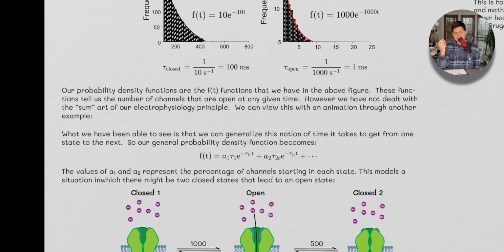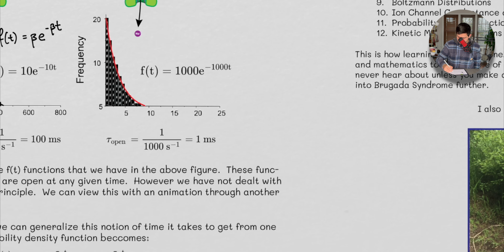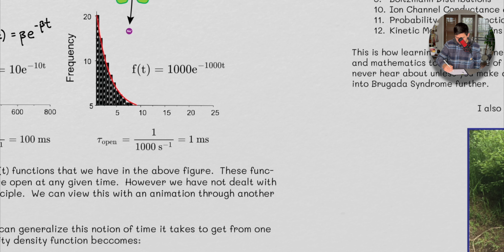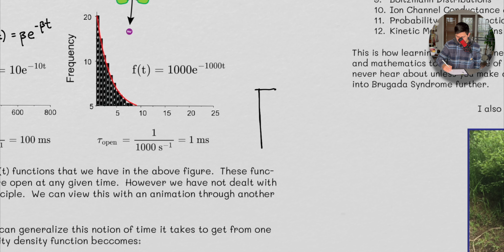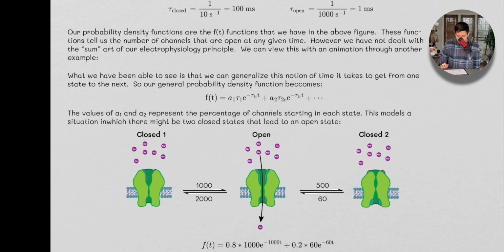Okay, if they did, then you would see the curve look something more like, I'll draw it over here. The curve would look something more like this, right? You do the activation and then no slow recovery after that. What we've been able to see is that we can generalize this notion of the time it takes to get from one state to the next. So our general probability density function becomes something that looks like this.